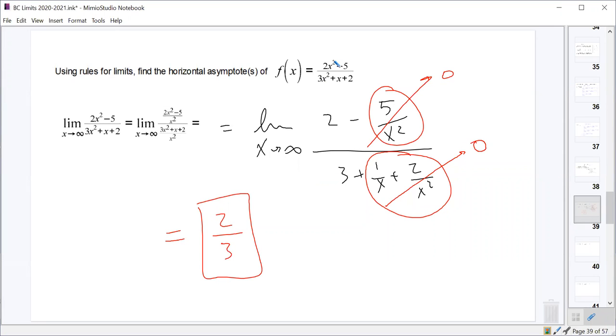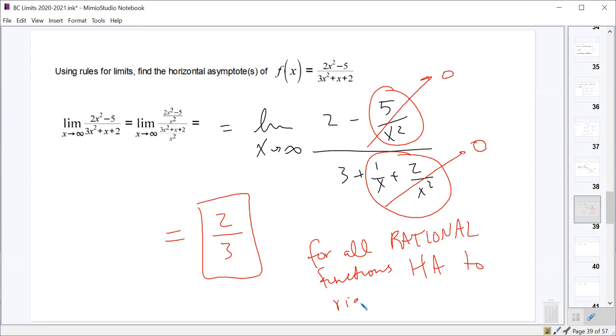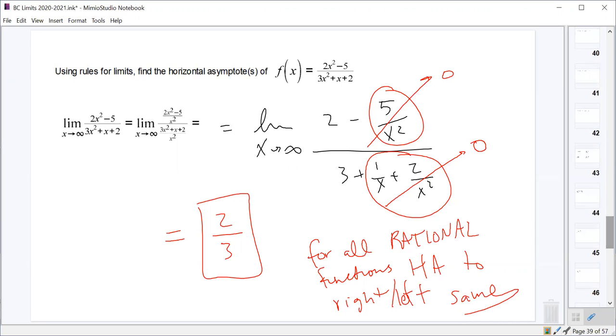And another important thing is this is just the horizontal asymptote to the right, but for all rational functions, so a polynomial over a polynomial, the horizontal asymptote to the right and the left are the same, no matter what, if it is a rational function. Once we get outside the realm of rational functions, that changes up quite a bit. But specifically for rational functions, both sides, the right and the left, will either have an asymptote or will not have an asymptote, and they will be the same asymptote if it has one.